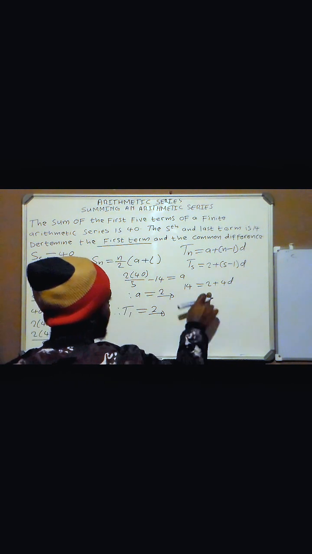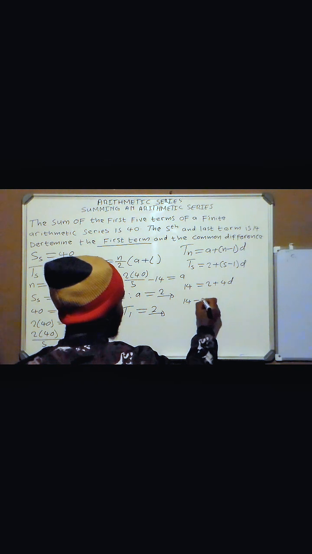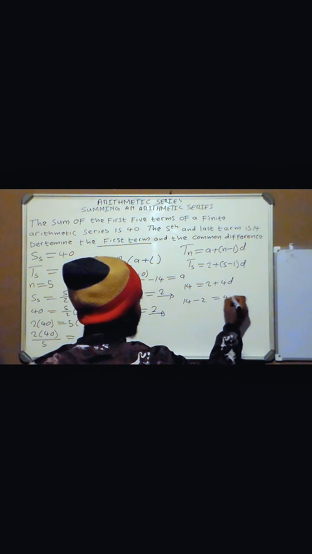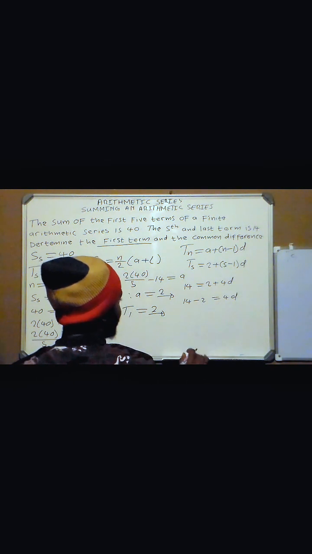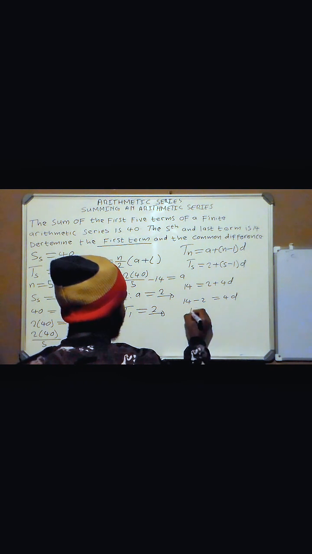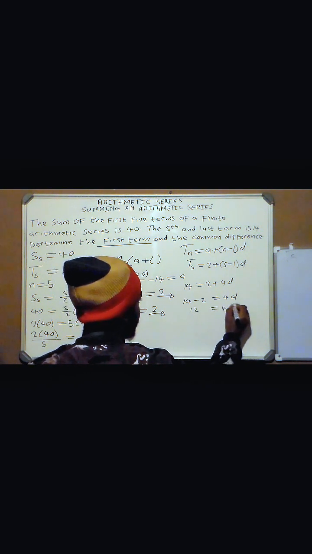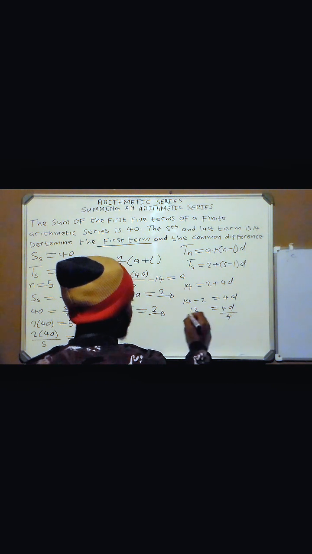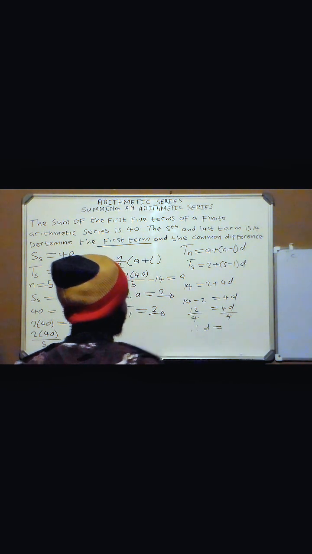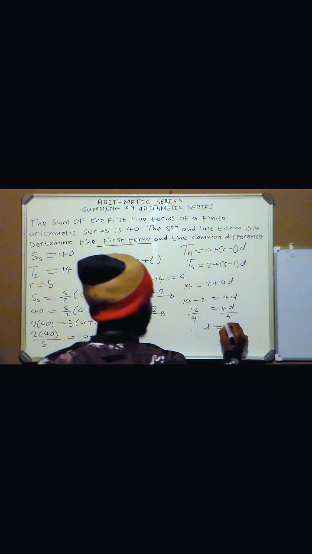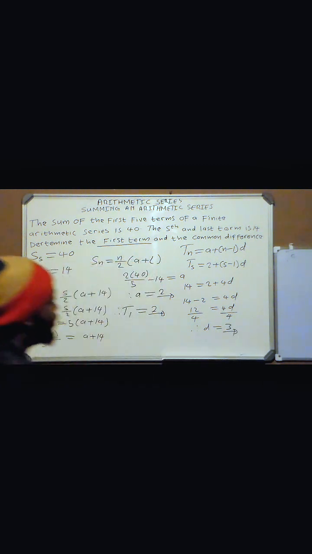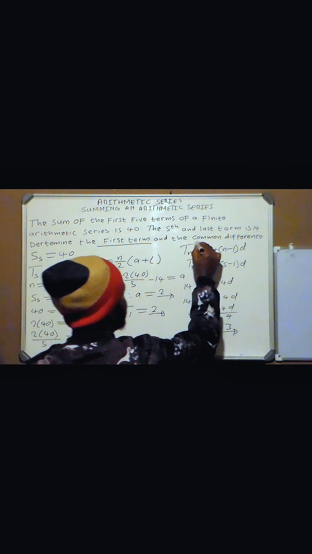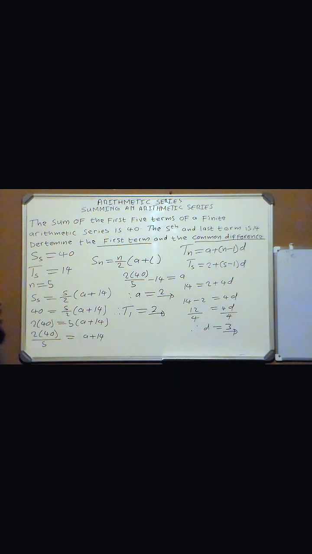And then I transpose the 2, then I would have 14 minus 2 equals 4d. So 12 equals 4d. Then divide by 4, divide by 4. Therefore, d equals 12 over 4. d is equal to 3. So therefore, we have solved for the second part of the question.